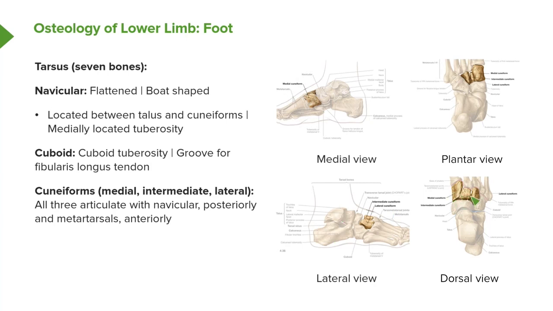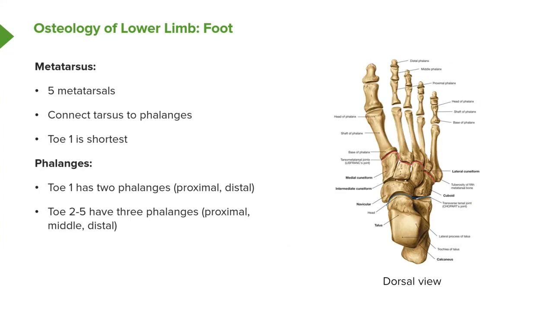We can see the three here in this dorsal view, and we can see the three here in the plantar view. All of these three bones articulate with the navicular posteriorly and the metatarsals anteriorly. So now let's talk about those metatarsals.